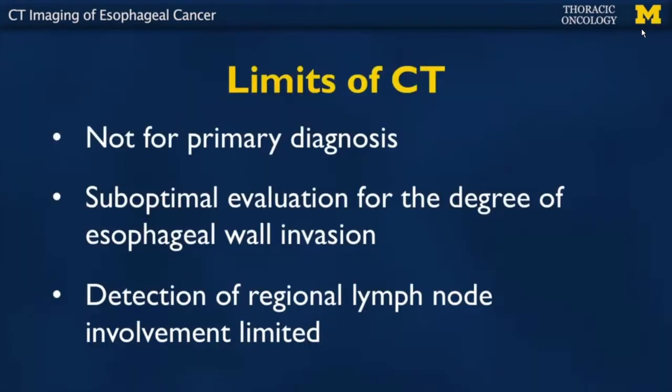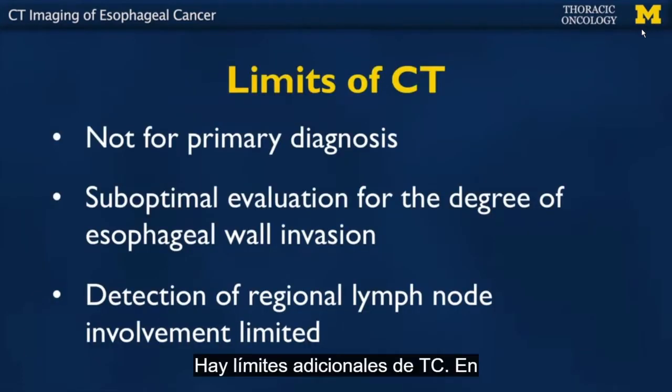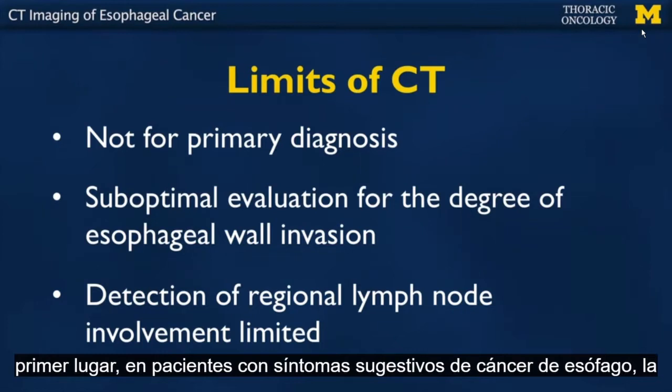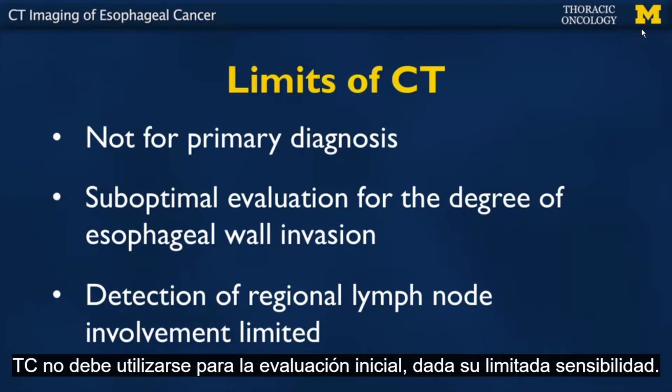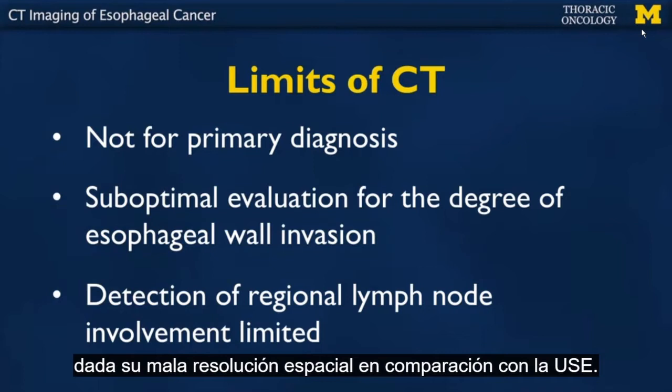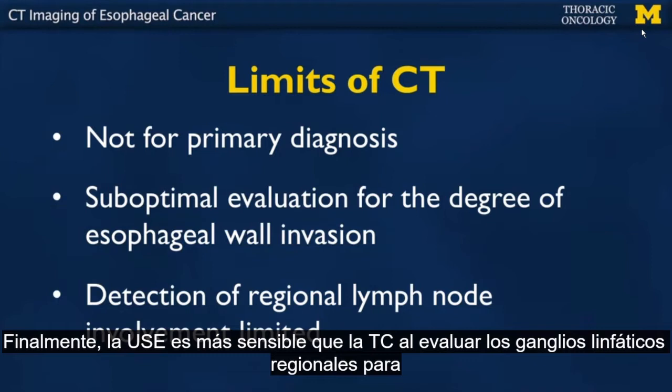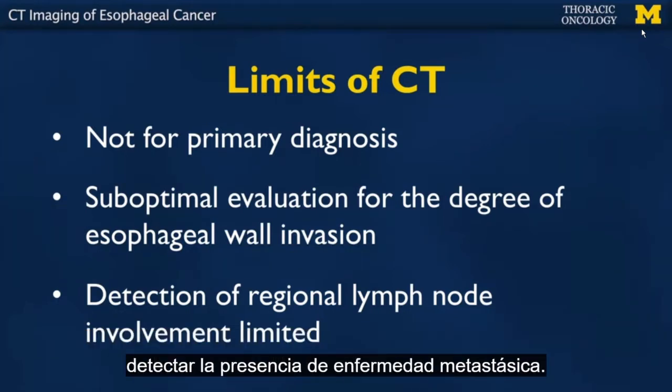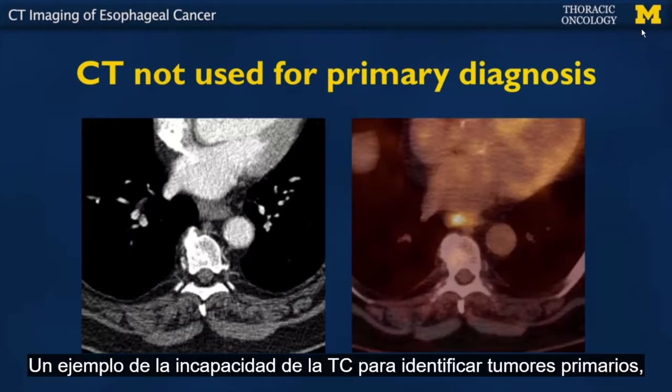There are additional limits of CT. First, in patients with symptoms suggestive of esophageal cancer, CT should not be used for initial assessment given its limited sensitivity. Secondly, as discussed before, CT cannot distinguish T1 to T3 disease given its poor spatial resolution when compared to EUS. Finally, EUS is more sensitive than CT when assessing regional lymph nodes for the presence of metastatic disease. An example of the inability of CT to identify primary tumors.